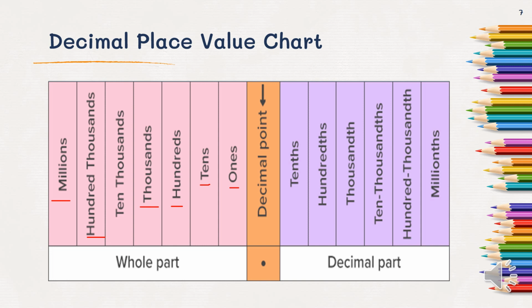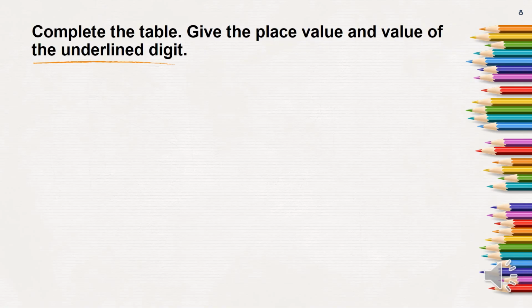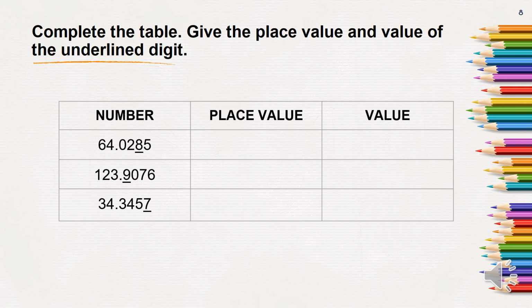Here on the orange box, we have here the decimal point. On the right side of the decimal point is the decimal part. The place value in the right side of the decimal point is what we call the tenths, hundredths, thousandths, 10,000ths, 100,000ths, millions, and so on and so forth. Now let's have an exercise. Let's complete the table. Give the place value and the value of the underlined digit.